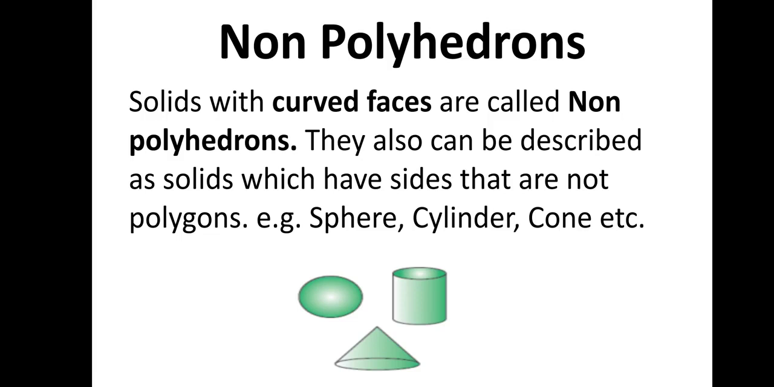So, we will give more focus to the polyhedrons. First of all, we have learnt about all the 3D objects. Now, we need to give more focus on polyhedrons which have flat faces, and non-polyhedrons, you should know what are non-polyhedrons. So, solids with curved faces are called non-polyhedrons. They can also be described as solids which have sides that are not polygons. I told you what are polygons, what are regular polygons. So, I hope it is clear to you now.